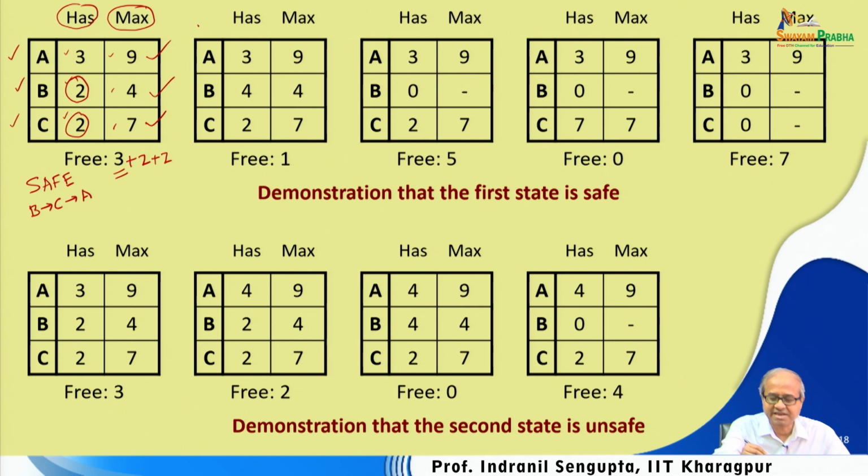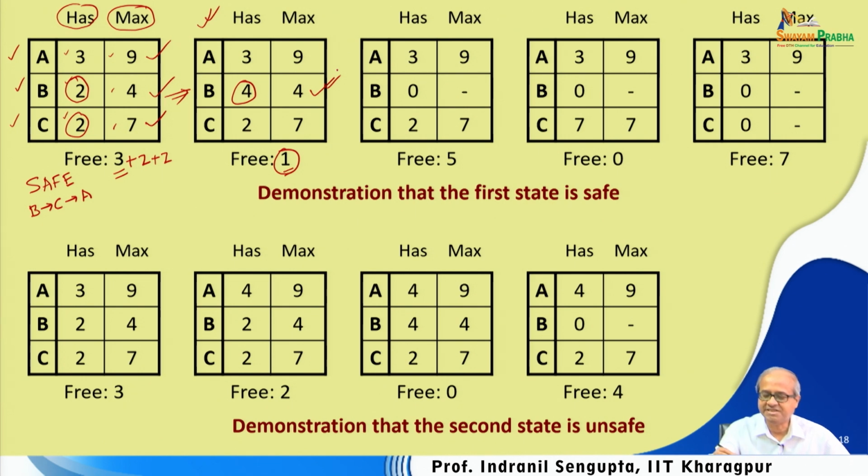Let us check the second one. Here assume that there is one resource which is free. In fact, this is the second state actually. From here what is happening after B is getting its 2 resources. So, B will be having 4 and free was 3, now free will be 1. So, now B has got all its resources, B can finish.